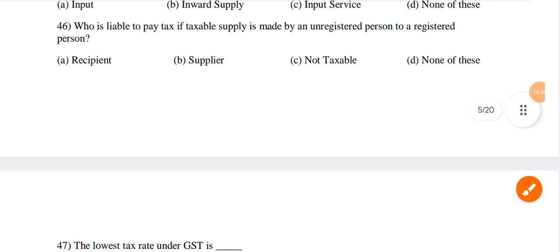Next question, who is liable to pay tax if taxable supply is made by an unregistered person to a registered person? Option A recipient, B supplier, C not taxable, and D none of this. The correct option is A.